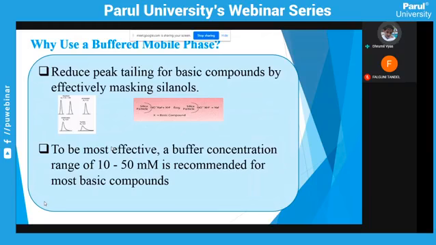When you are separating acid and base at a time, buffer will help to maintain consistent retention and selectivity. It also plays a role in the reproducibility of separation.